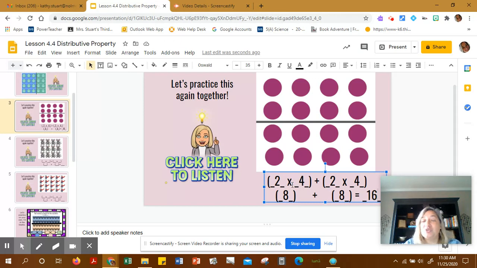Notice we used the distributive property. The distributive property breaks apart that array into 2 separate arrays that we then add together. Good job if you got 16.